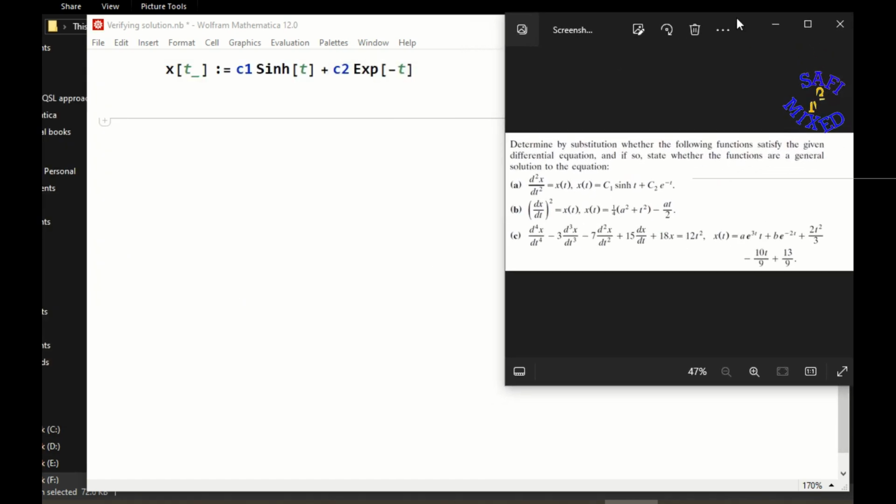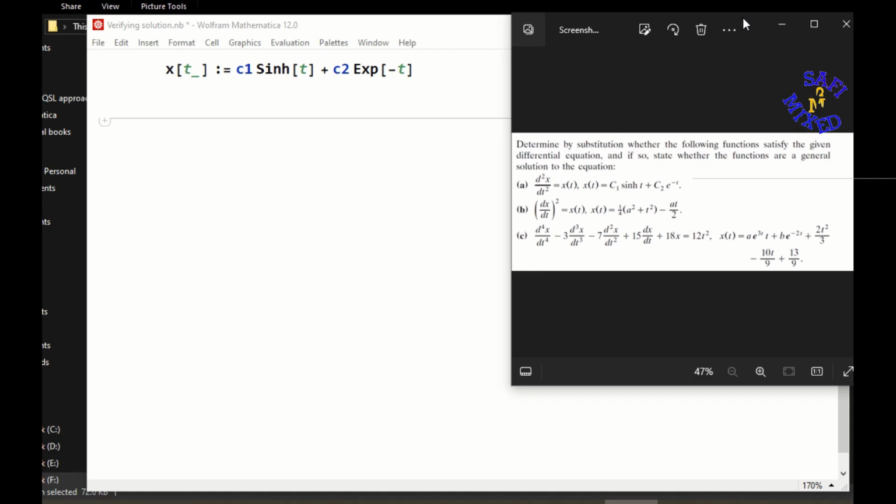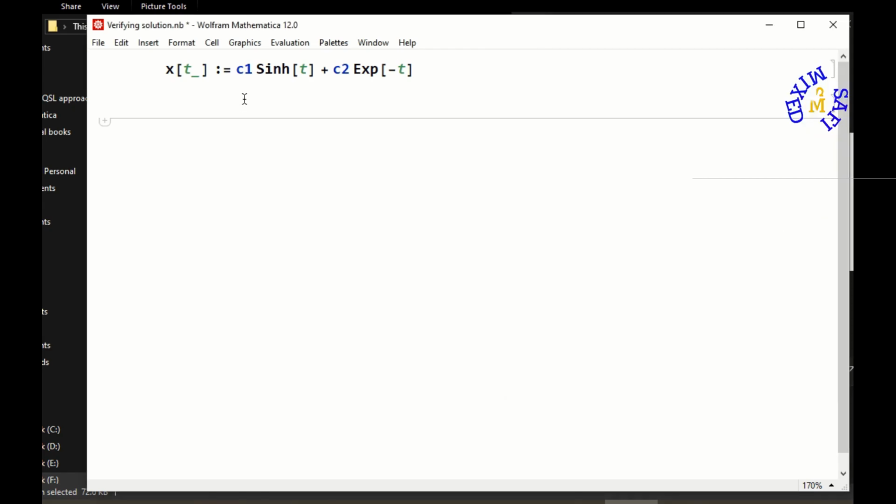So I minimize the window of the question and put it here side by side. You see here the solution x(t) = c1 sinh(t) + c2 e^(-t). I have already written that over there, and I want to verify that this is exactly the solution to this differential equation. So what I do in Mathematica, I can do that very easily.